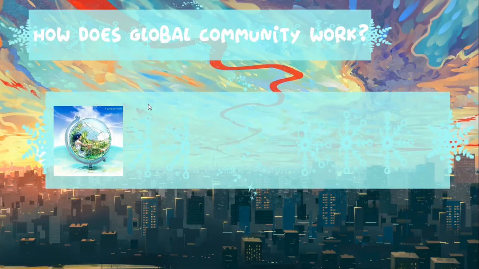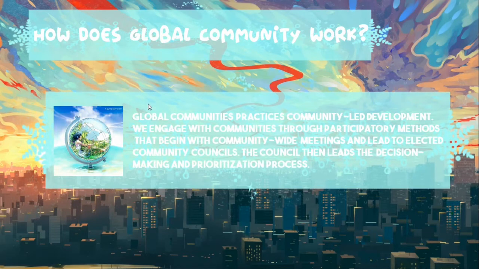How does global community work? Global Communities practices community-led development. We engage with communities through participatory methods that begin with community-wide meetings and lead to elected community councils. The council then leads the decision-making and prioritization process. In other words, there's a system that is strictly followed to make it more productive and benefit all the people in need.